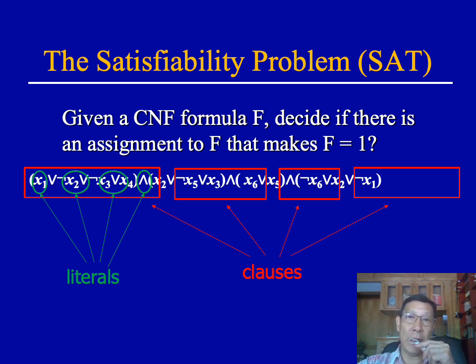Therefore, in order to make the formula equal to 1, you have to make all clauses equal to 1 because clauses are connected by the AND operation. On the other hand, in order to make a single clause equal to 1, you have to have at least one literal in the clause with value 1 because literals in each clause are connected by the OR operation.